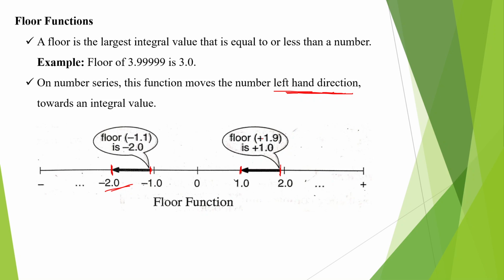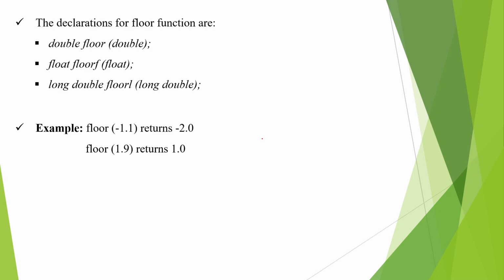Okay, so the program demonstration, yeah, the syntaxes again. Normal floor will take double, floorf will take float, and floorl will take long double. Normal floor will take double and return double. Floorf will take float input, float output: parameter float, return value float. Then floorl will take long double input and return long double output. Okay, so this is how floorf and floorl work.